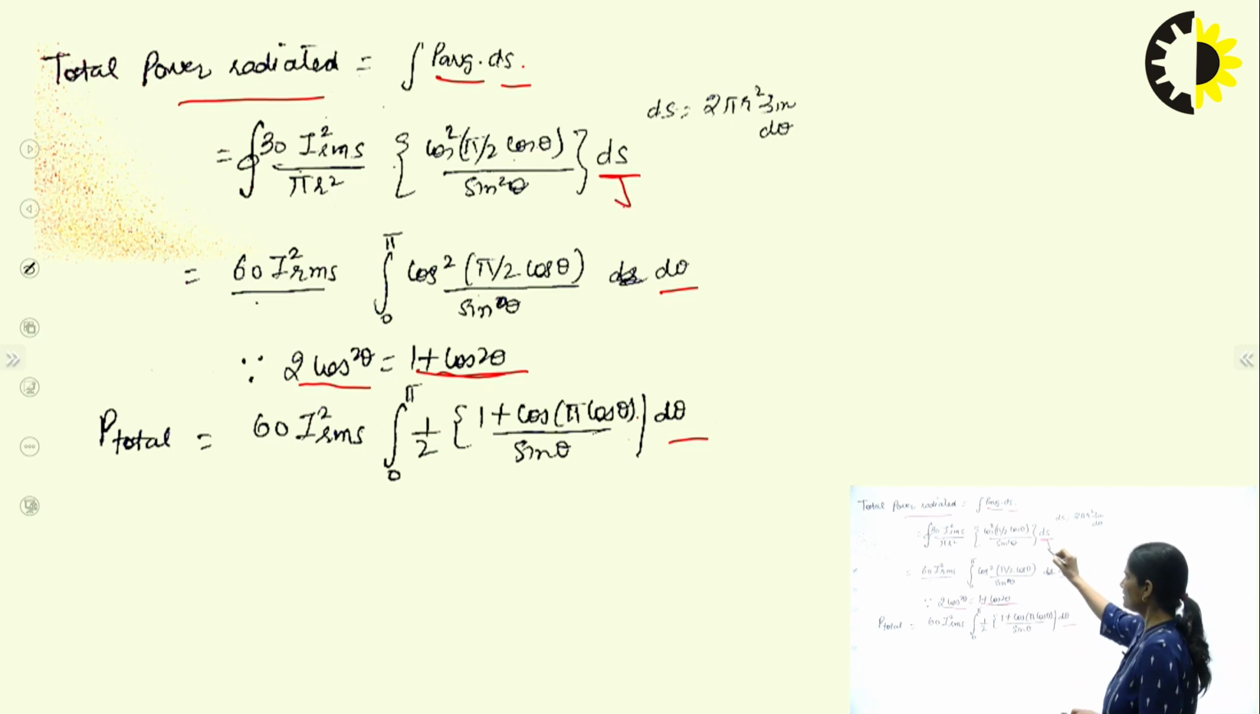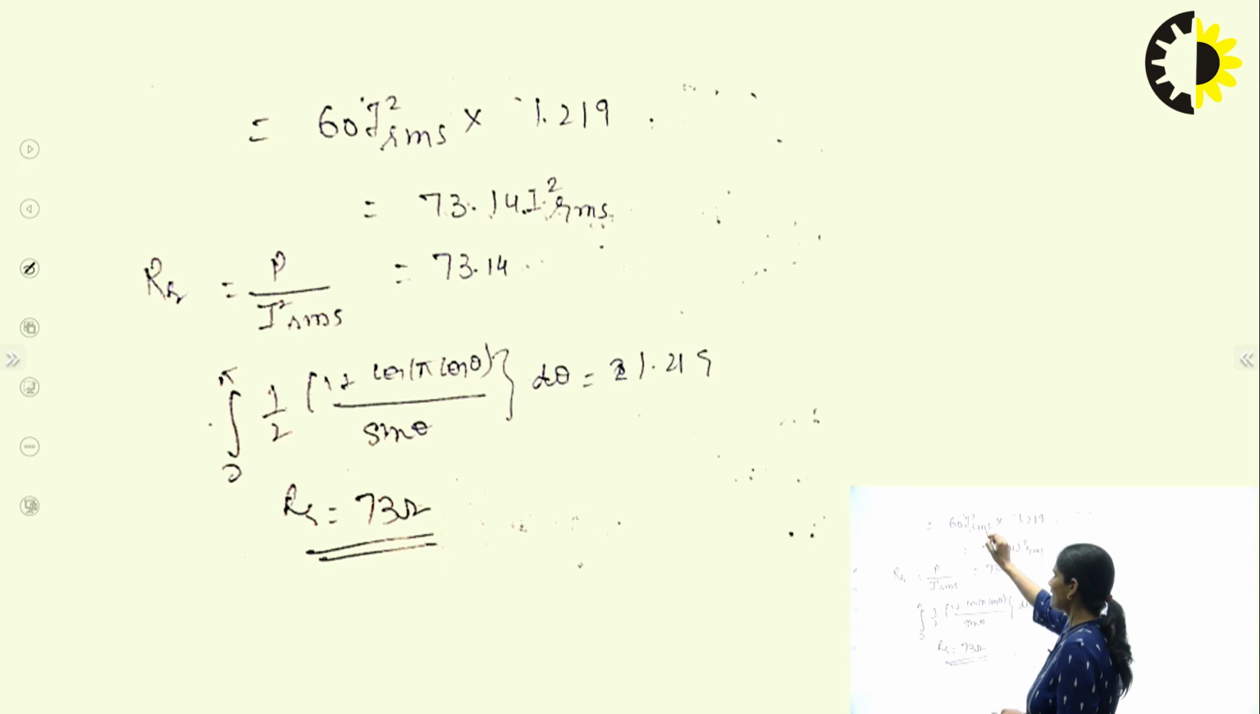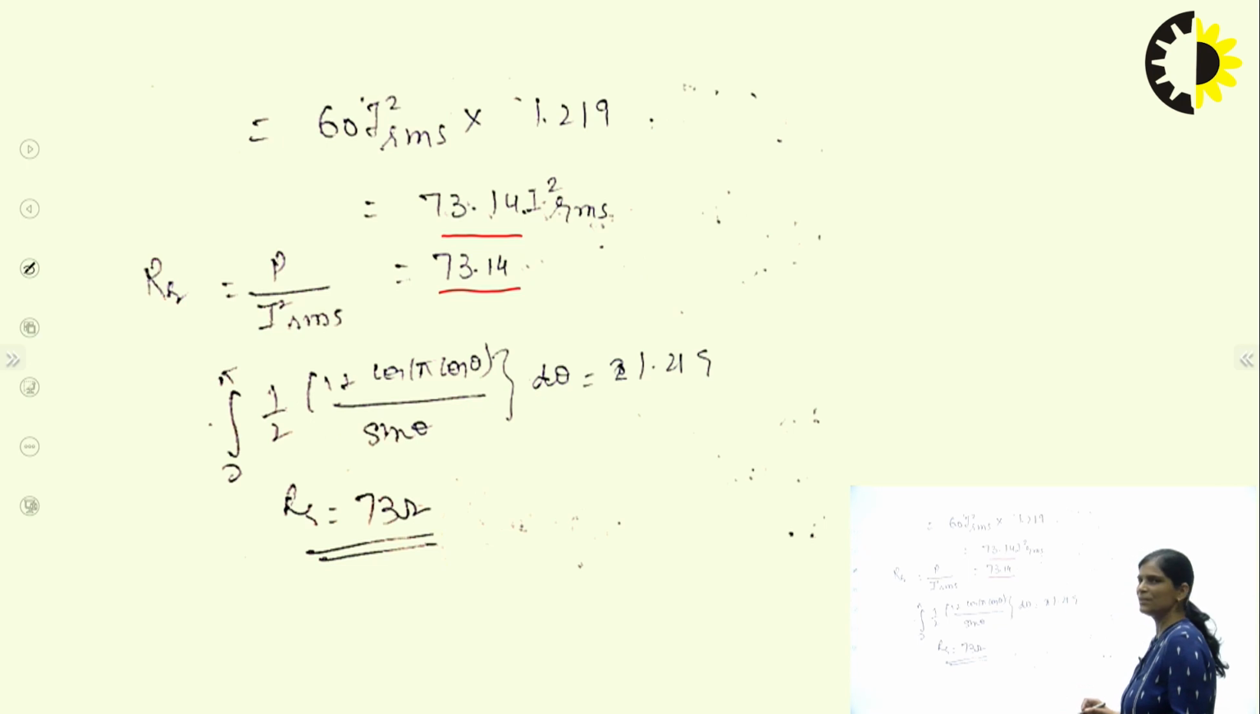Here ds is equal to 2 pi r square d theta. So put this value and you will get the integration for P total in the form of d theta. Now solve this equation. Integration 60 IRMS square into 1.219. So the radiated power is equal to 73.14 IRMS square. This is your radiated power.